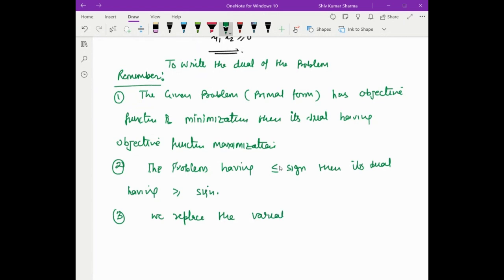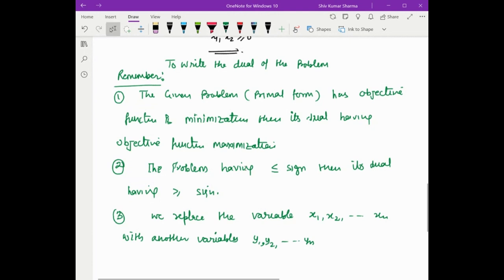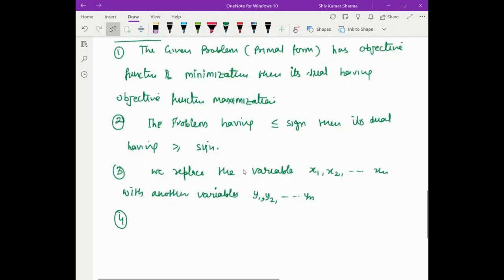We replace the variables x1, x2, xn of the primal form with another variable, suppose y1, y2 and yn, or we can write omega 1, omega 2, omega n. We make the transpose of the matrix.